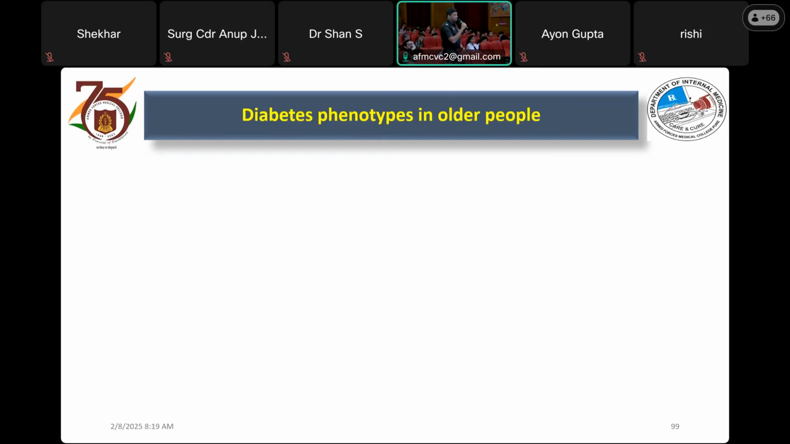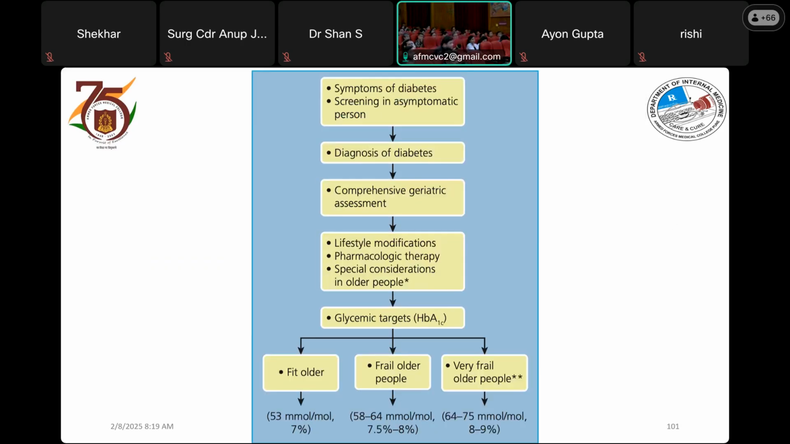Good. So it is just a matter of how disabled the patient is. If they don't have any social support, if they have a disability, they are frail, please maintain a target of 8 to 9%. If they are fit, you can target 7%. And this is a very common problem, and the geriatric resident would agree with this. A lot of people have a problem with hypoglycemia, and this has landed up with fatality also.